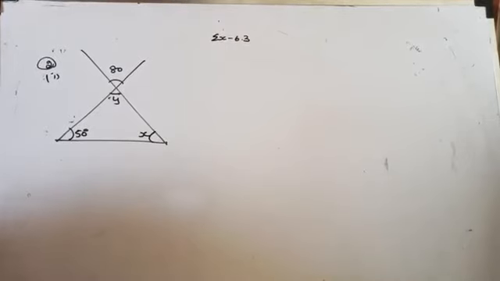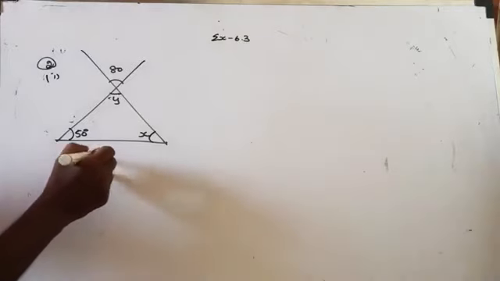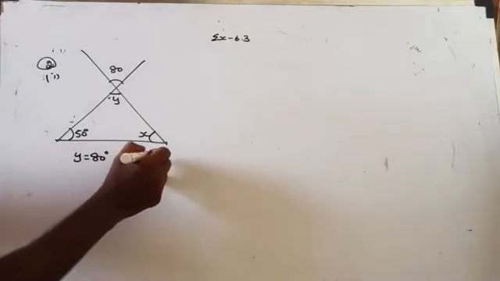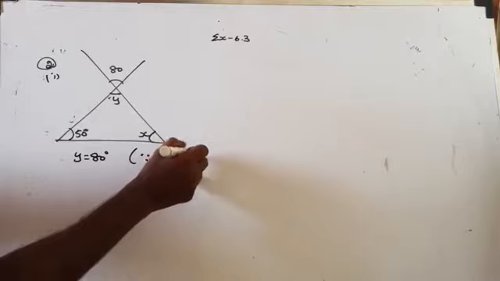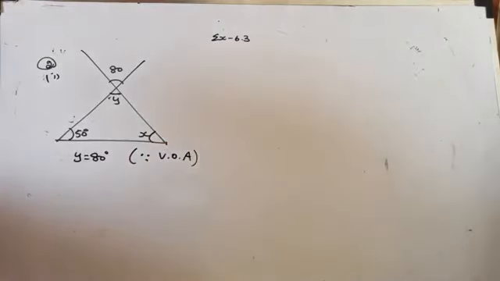Now look at question number 2, second part. In the given diagram, you have to find the values of x and y. So first you can write the value of y. We know that if two lines intersect at a point, then the vertically opposite angles are equal. Y is equal to 80 degrees, since vertically opposite angles are equal. These are the two vertically opposite angles.